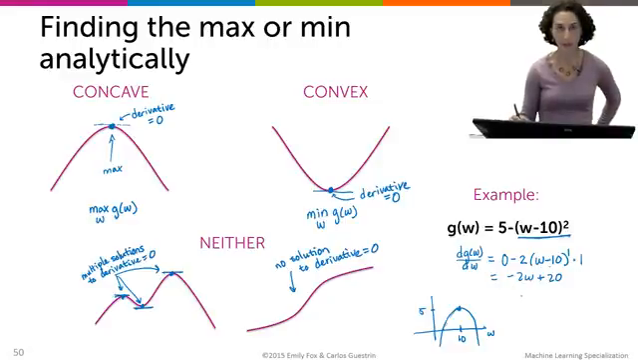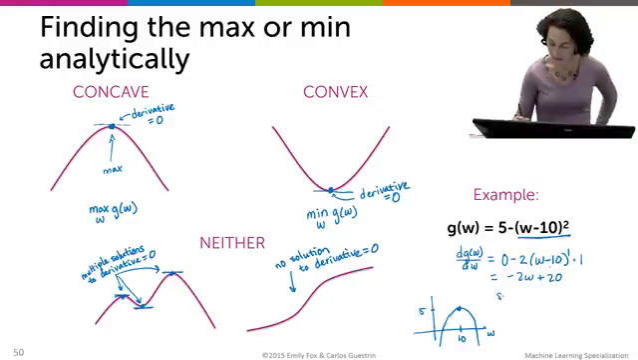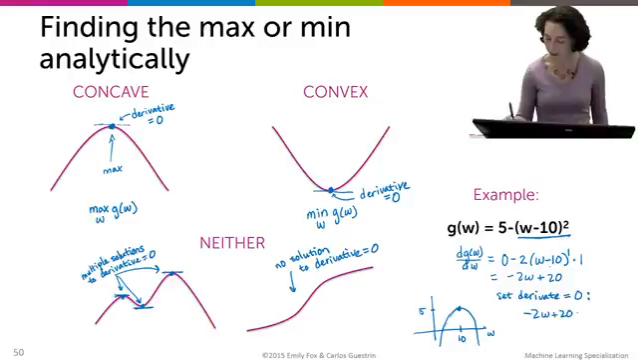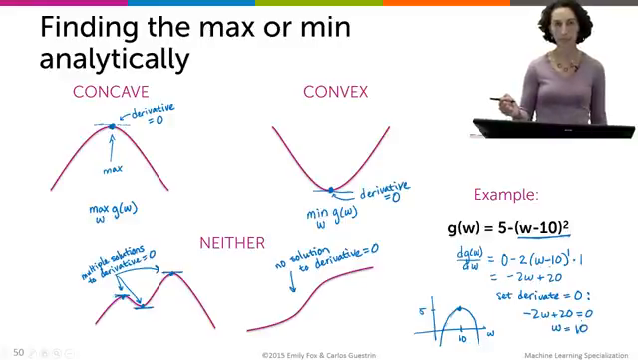Well, I take the derivative and I set it equal to 0 and I solve for w. So let's do that. Let's set the derivative equal to 0. So I have minus 2w plus 20 equals 0, and I solve for w and I get 10. Okay, so that actually matches this picture. Indeed, w is 10 at the maximum of this function.